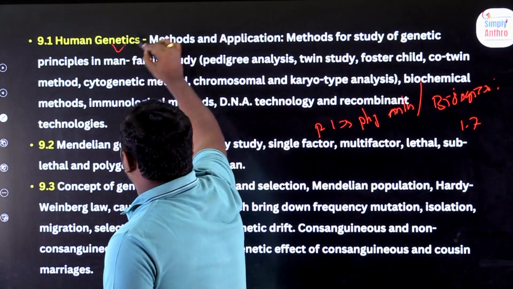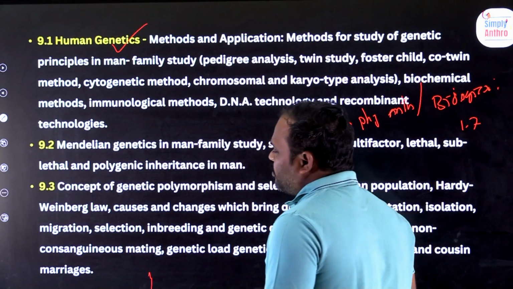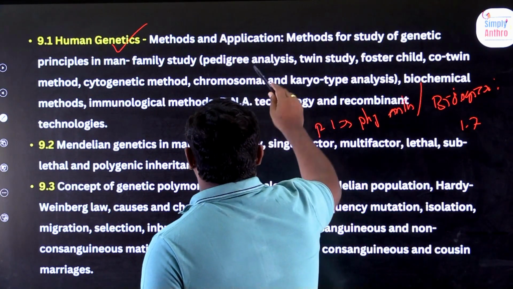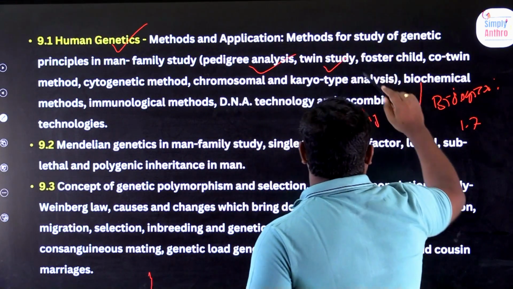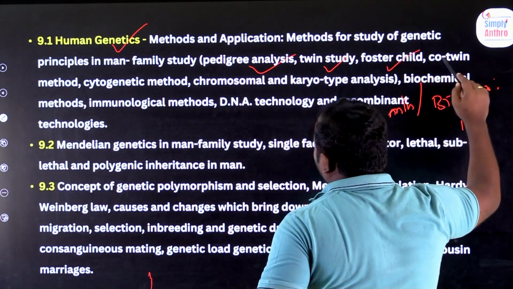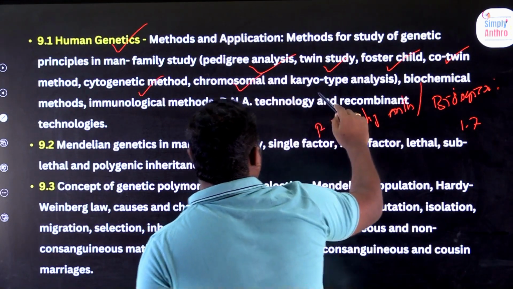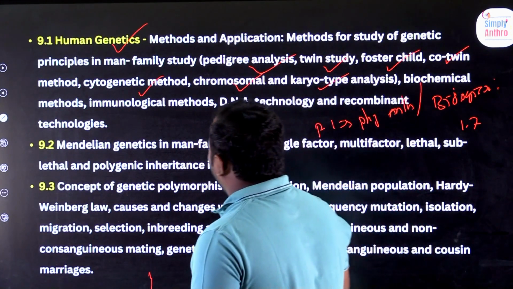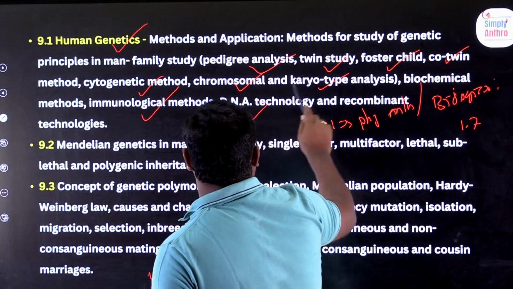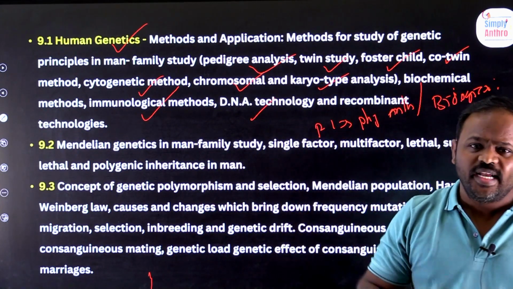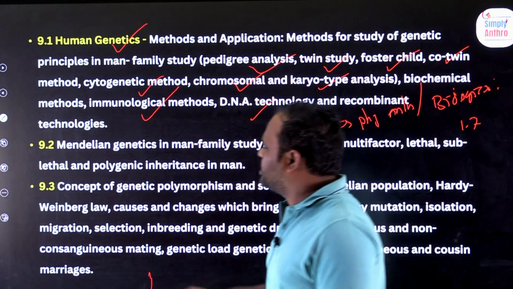First one is human genetics. I am not going into detail here, because here we are going to talk about pedigree analysis. We'll talk about what is a twin study, who is a foster child, what is the co-twin method, what is the cytogenetic method, chromosomal karyotype analysis. Okay, now what do you mean by immunological methods, DNA technology, recombinant DNA technology? Everything is about biology.